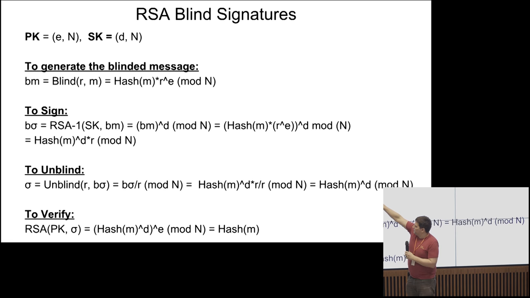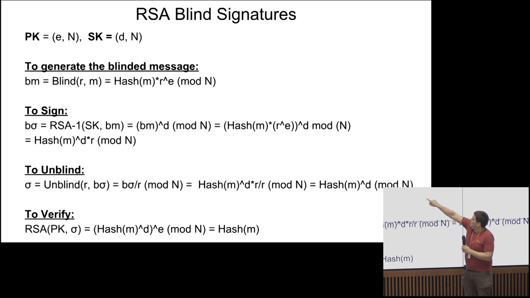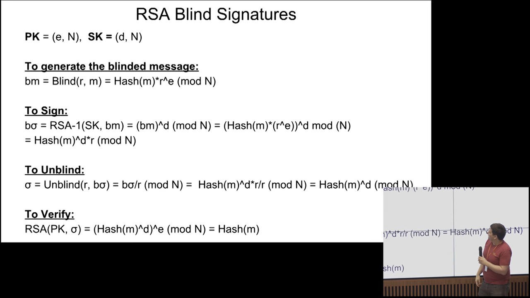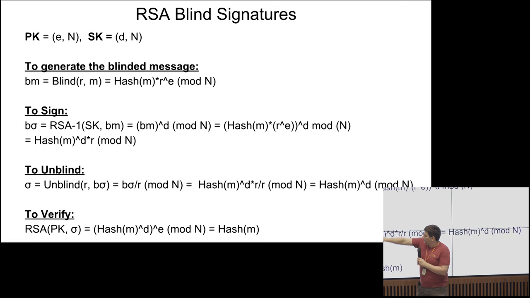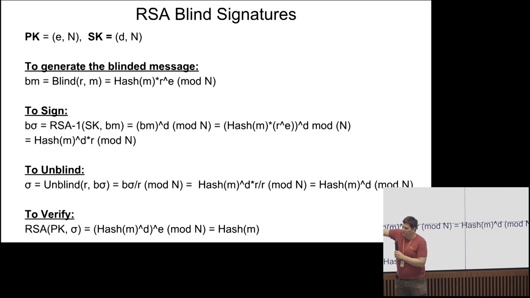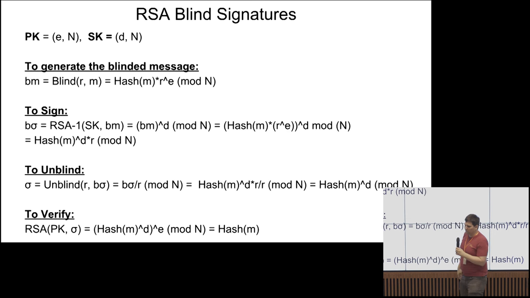And so when you go to send this to be signed, the signature is this inverse RSA operation, which is essentially just raising your blinded message to d mod N. And when you work out the math, it's the hash of M times r to the e, all to the d. And this is going to cancel out the e. So what your signed blinded message looks like is the hash of M to the d times r. And remember, the hash of M to the d is your signature. So it's basically your signature times a random number, mod N.